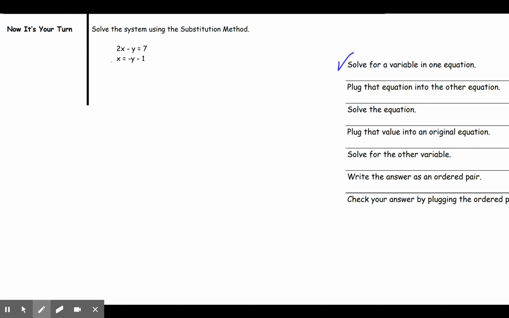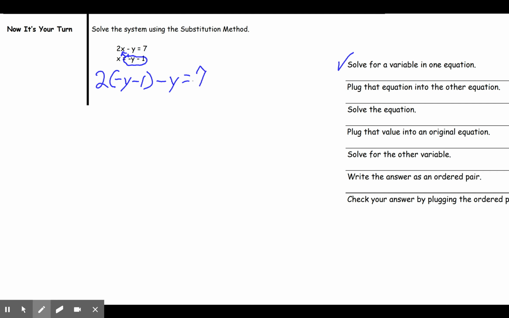All right, next you're going to plug that equation into the other equation. So where we have this x equals negative y minus 1, we're going to take that x, the value that it says x is, and we're going to replace the x up there. So my new equation will be 2, plugging in that value there, negative y minus 1. Notice I'm putting parentheses to show where I'm doing the substitution. And then we have this minus y still outside of that x, right? So minus y. All that is equal to 7.